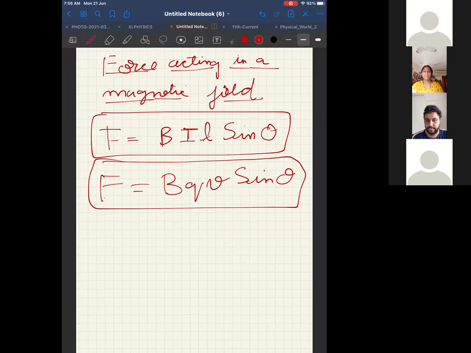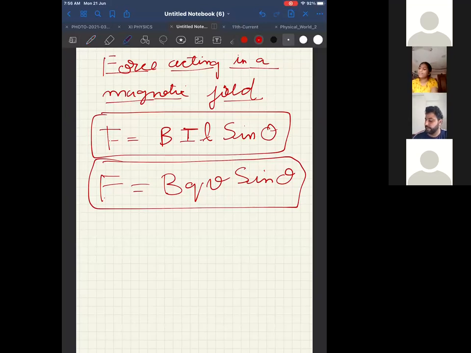I guess the first formula is just... Correct. First formula, we have already done it, but most of you are not aware. Nevertheless, these are the two formulae for force acting in a magnetic field.